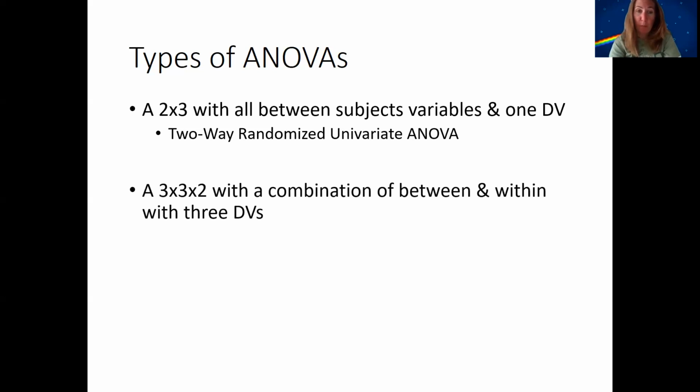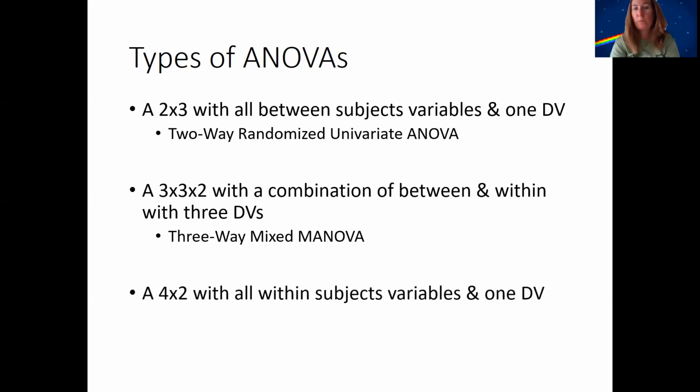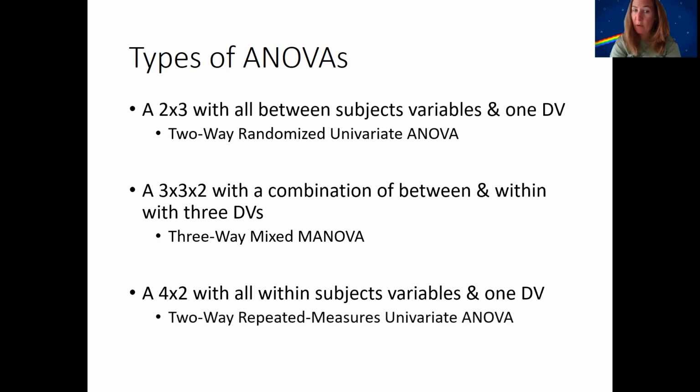If we had a 3x3x2 with some sort of mixture between and within variables, and we had three dependent variables, we would have a three-way mixed multivariate ANOVA, or a three-way mixed MANOVA. Let's say we had a 4x2 with all within subjects and just one dependent variable. It would be a two-way repeated measures univariate ANOVA.